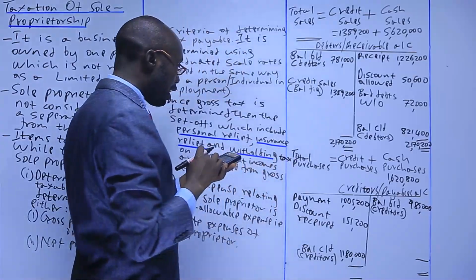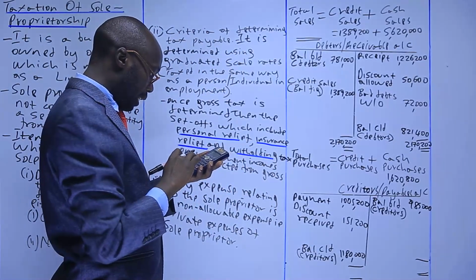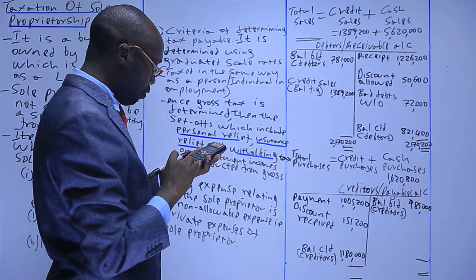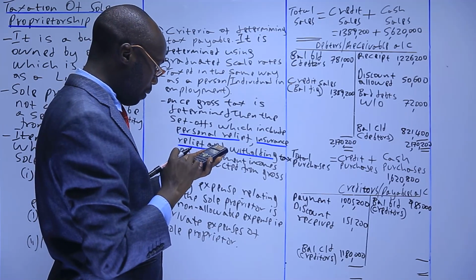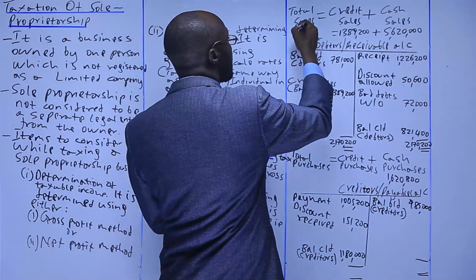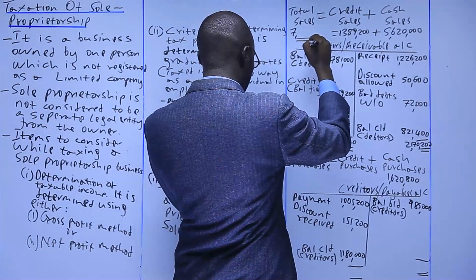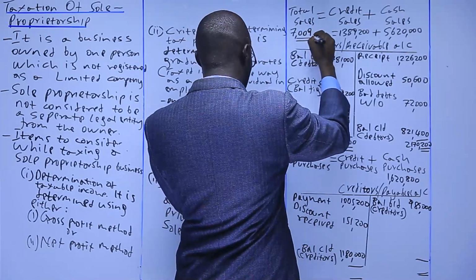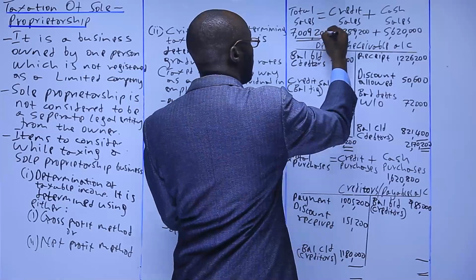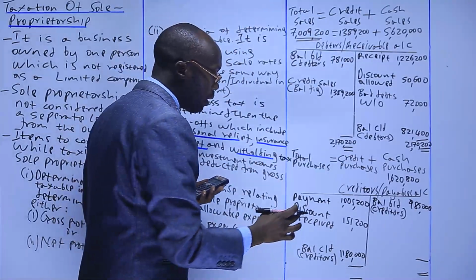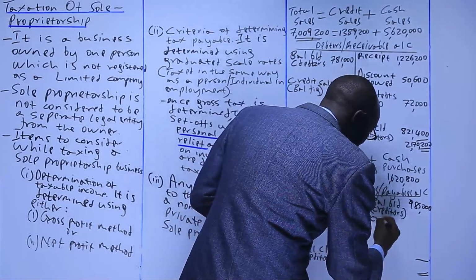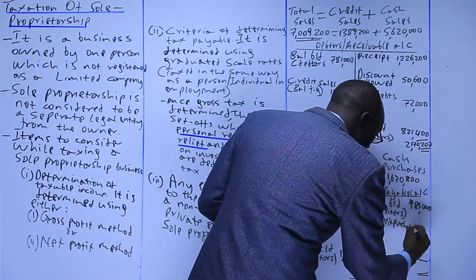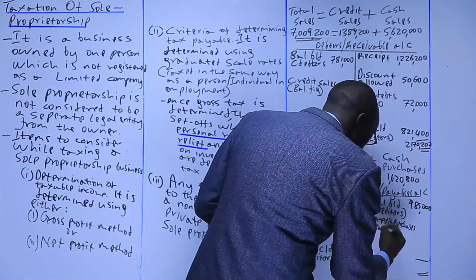So we add the cash sales, which is 5,620,000, which give us 7,009,200. There. Now we come to the creditors. We want to get the credit purchase, which is supposed to be the balancing figure.